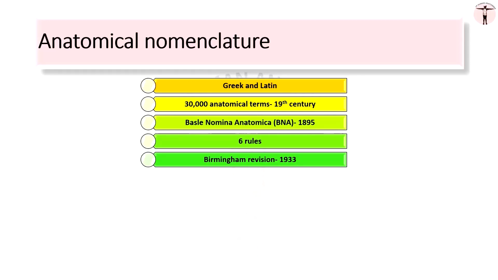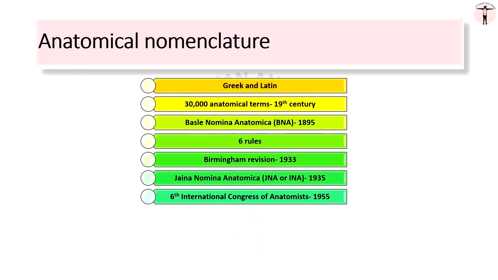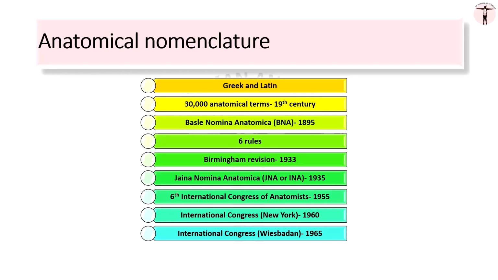An independent revision of the Basle Nomina Anatomica was also done by German anatomists in 1935 and was known as Jena Nomina Anatomica. However, the Birmingham revision and Jena Nomina Anatomica found only local and restricted acceptance. In the 6th International Congress of Anatomists, held at Paris in 1955, a somewhat conservative revision of Basle Nomina Anatomica with many terms from Birmingham revision and Jena Nomina Anatomica was approved. Minor revisions and corrections were made at the International Congress held in New York in 1960 and Wiesbaden, Germany in 1965, and the 3rd edition of Nomina Anatomica was published.